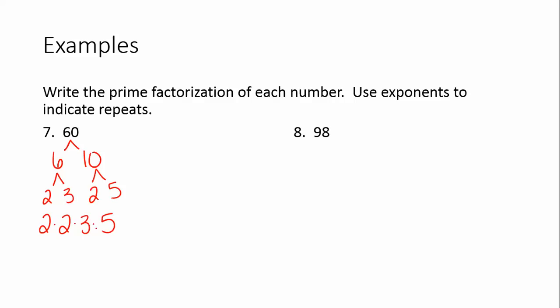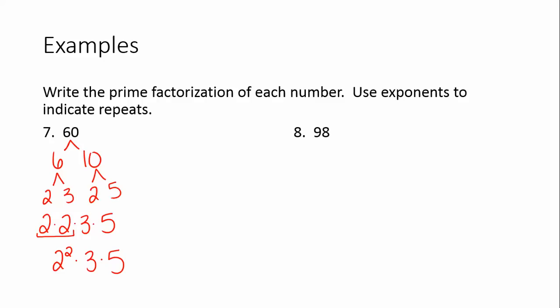What that means is if I multiply those four numbers together, I should get back to 60. But we want to make sure that we're writing any repeats using exponents. So we would say 2 squared, since there are 2 of them, times 3 times 5. Notice we also write our prime factors in numerical order.